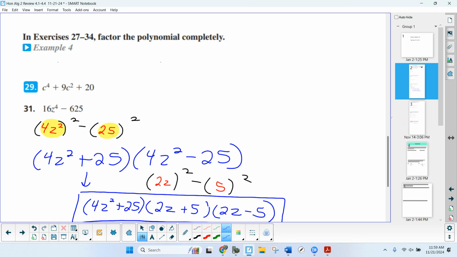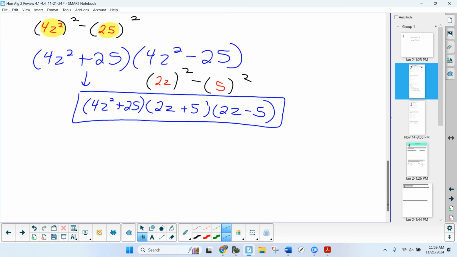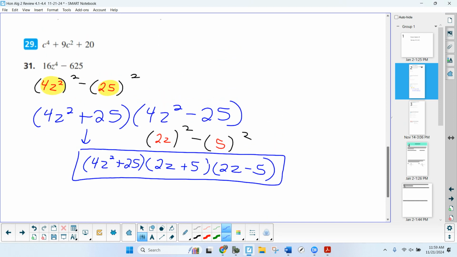Did that help you, AJ? Okay. Anybody else on 31? Yes. Linear means the degree is 1, so those have an exponent of 1. Okay. Anybody else? All right.